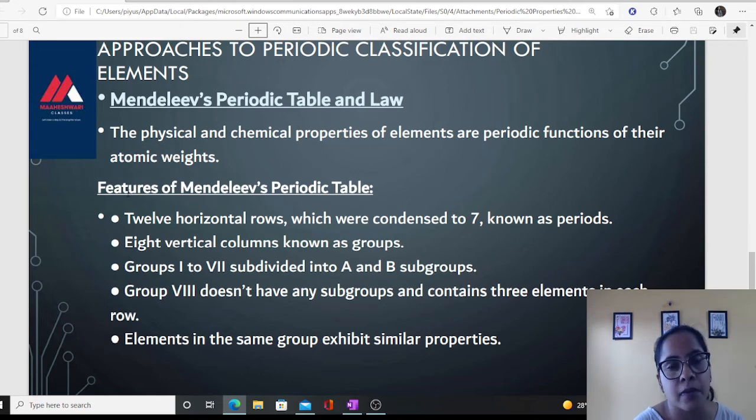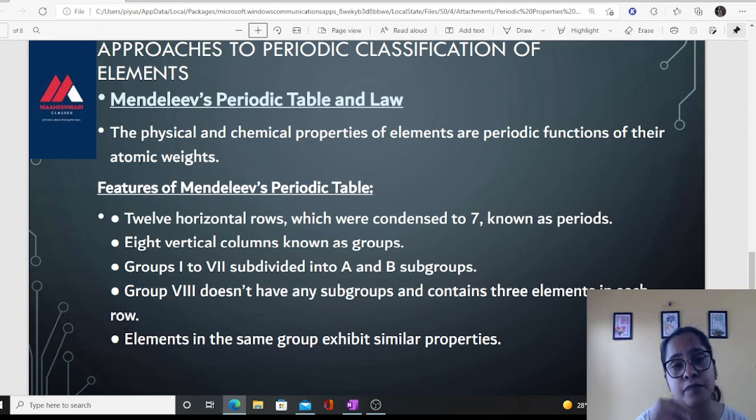Okay, so however, it was amended. जो modern periodic law है वो क्या कहता है कि the physical and chemical properties of elements are periodic function of their atomic numbers, not atomic weights. When I come to the modern periodic table, I'll explain to you the difference between atomic weight and atomic number. Of course, you must be aware.